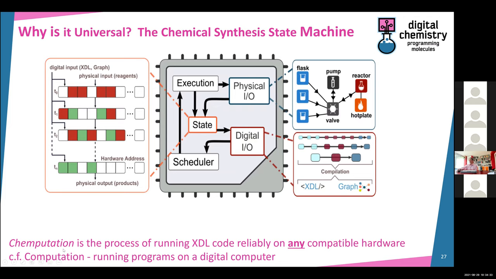Now, to run a chemical program, you have to have a digital input, which comprises an XDL file and a graph, and it then executes on the hardware to make the molecule.